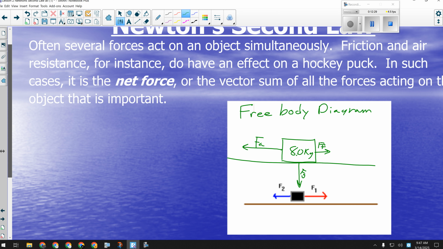Remember, these are vectors, right? The length is the magnitude, where they point is the direction. That's not changing. Force is a vector quantity. There's one force we're missing. Force from the ground. Yeah, exactly. We call that normal force. It is equal and opposite the force of gravity.